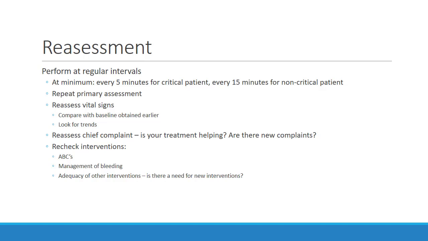We want to recheck if we have managed bleeding, either with a bandage of some sort or with a tourniquet, that we reassess to make sure that it's still under control. And then we want to look at the adequacy of any other interventions. Is there a need for new interventions? Is there something that we found in our reassessment that now needs some sort of intervention that we didn't provide before?